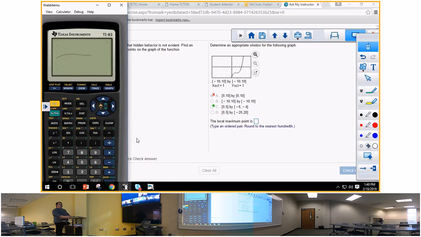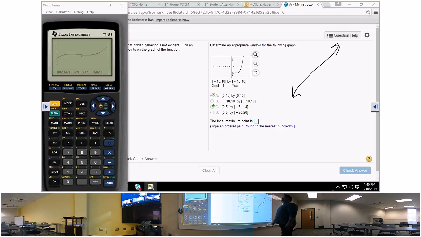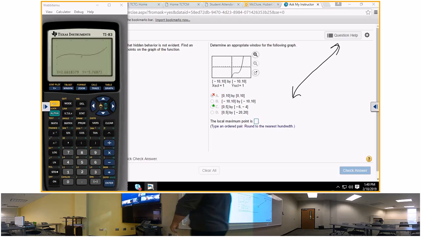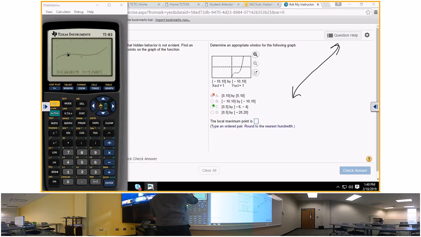Okay, now you can see the hidden behavior, and it took 3 times. What is the hidden behavior? Well, at the beginning of the problem, it looked like it was just doing this. But now that you've got it blown up, you see a max right there that goes up like a mountaintop, and then you've got a min right here, which is like a valley. So this is your local max.